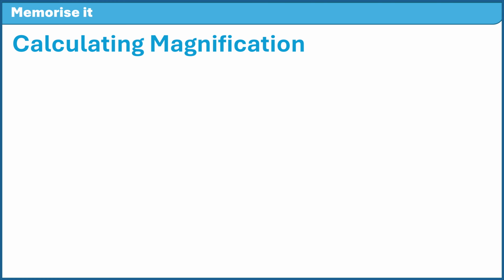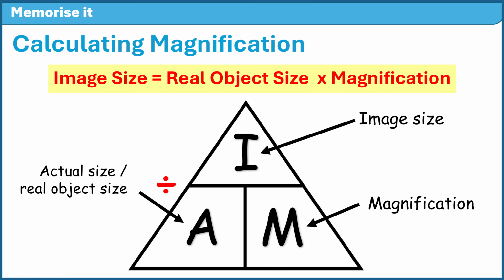Here's the formula you need to remember to calculate magnification. Image size is equal to actual size, or real object size, times magnification. If you arrange the formula into a formula triangle, you can remember I, A and M. You can rearrange it depending on what you're trying to find. To find magnification, you do image size divided by actual size. To find actual size, you do image size divided by magnification. To find image size, you do actual size times magnification.